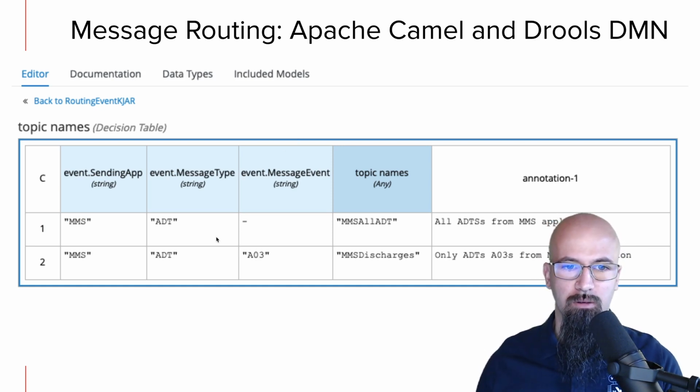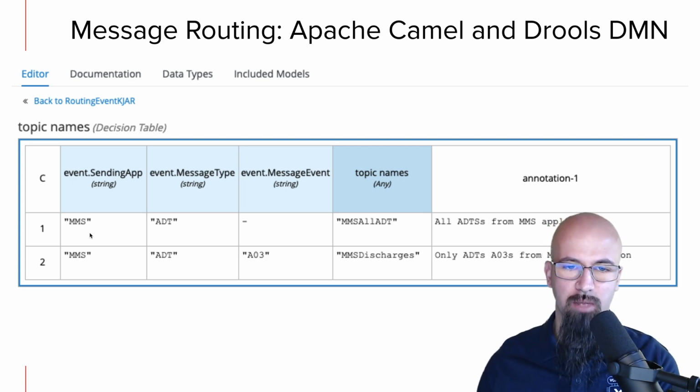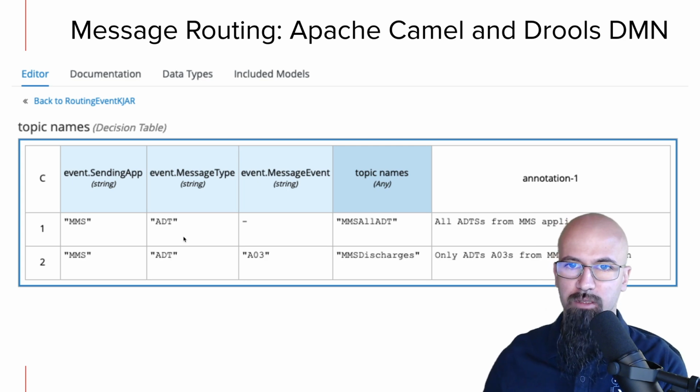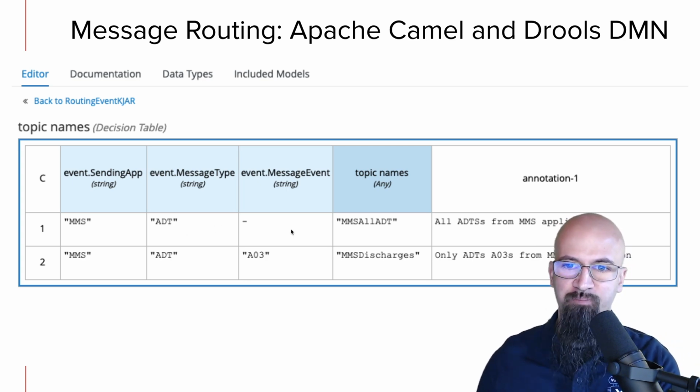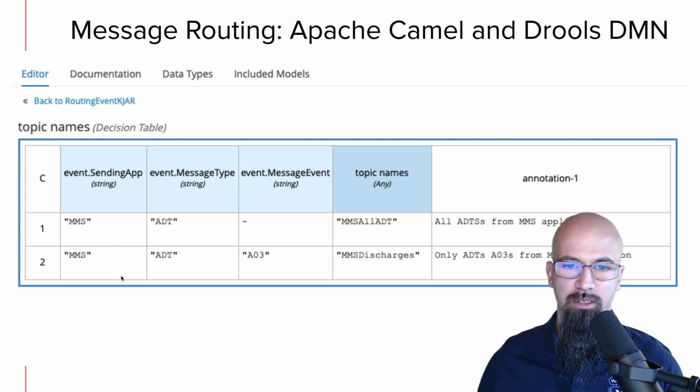And in this case, we have implemented here the two basic rules that are shown in the diagram. The first one is I want to react to messages coming from a very specific sending application, MMS, that are related to all the admission, discharge, and transfer of patients. And this is the Kafka queue topic that we're going to route the message to. Similarly, there is another rule as well that is like the one earlier, but actually focusing on a very specific type of messages. So these are only for MMS discharges.